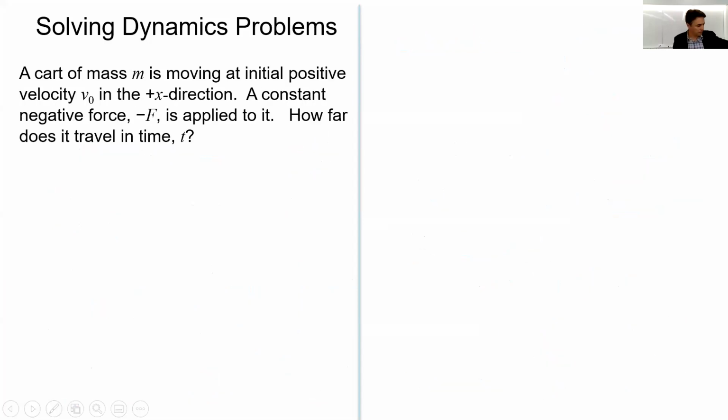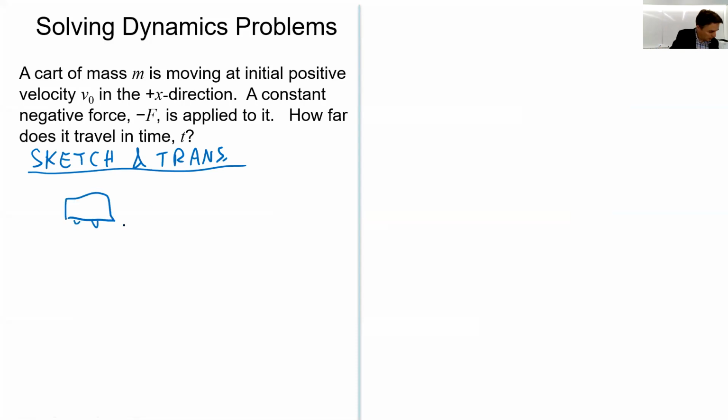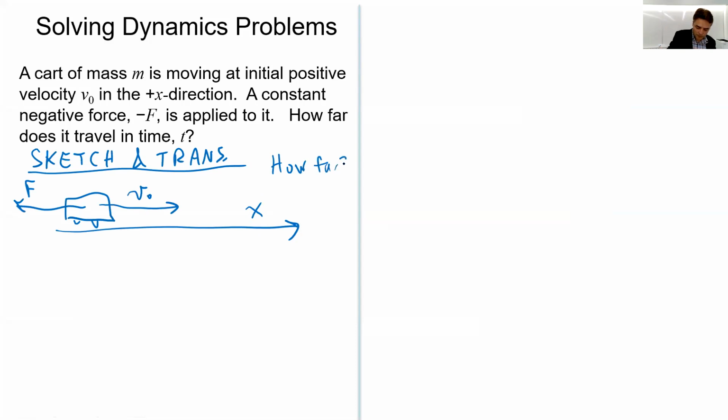And then the next question, and then I'll get to some of your questions, is a cart of mass m. It is moving at an initial positive velocity v0 in the plus x direction, and then you've got a negative force applied to it. So how far does it travel in that time? So again, we can sketch it. There's the cart. There's your negative force. There's your positive v0. Here's the x-axis. Again, how far does it go?